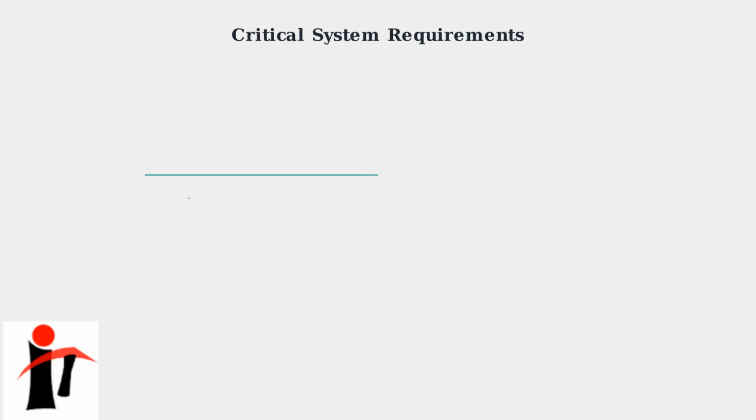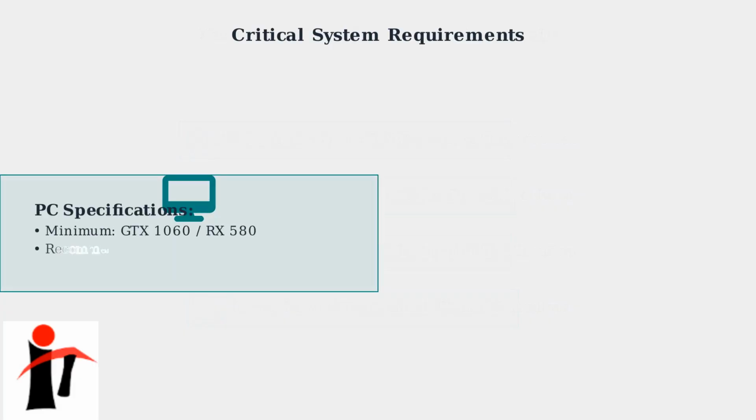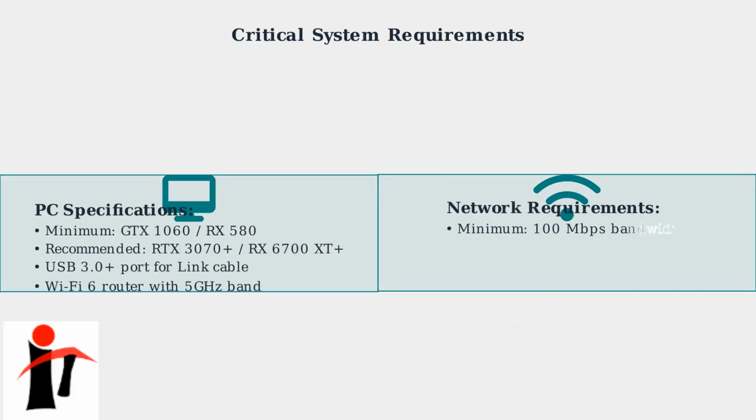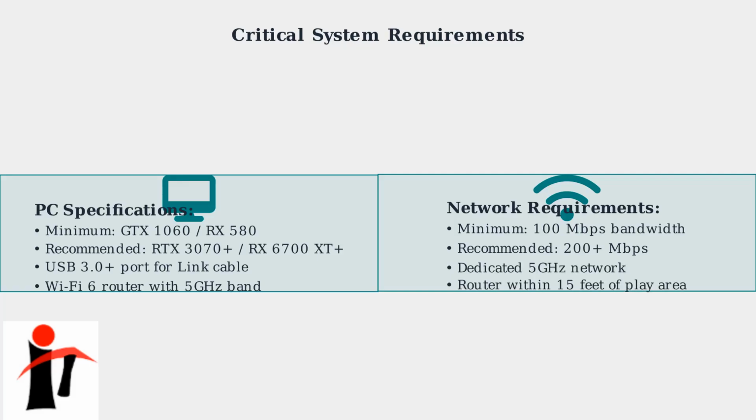Ensure your system meets the critical requirements for a successful connection. Your PC should have a minimum of GTX 1060 or RX 580 graphics card, though RTX 3070 or RX 6700 XT and above are recommended. For wired connections, use a USB 3.0 or higher port. For wireless connections, you need a Wi-Fi 6 router with 5 GHz band support. Minimum 100 Mbps bandwidth, but 200 Mbps or higher is recommended.